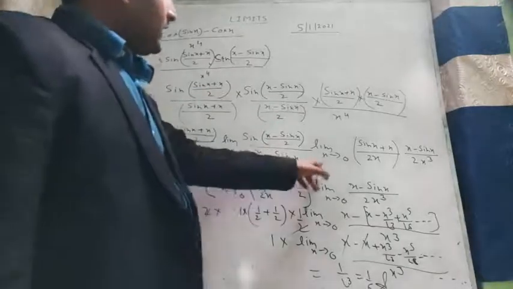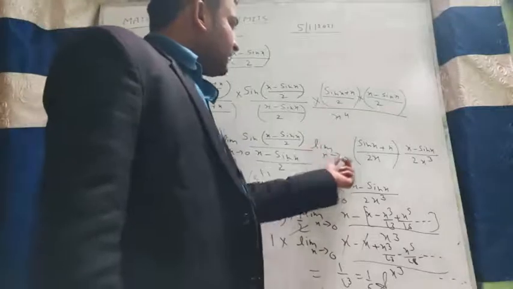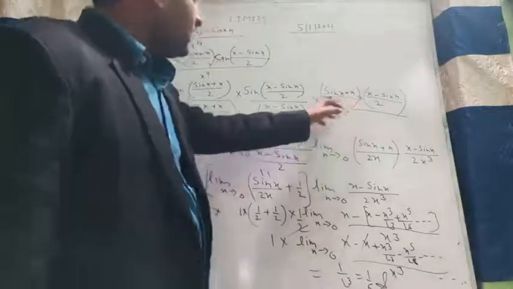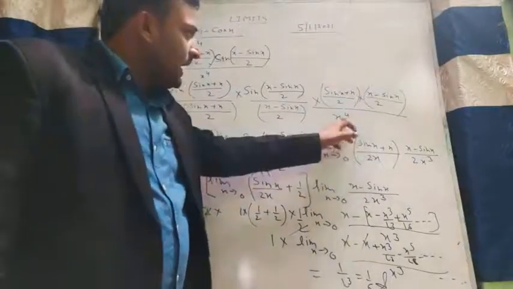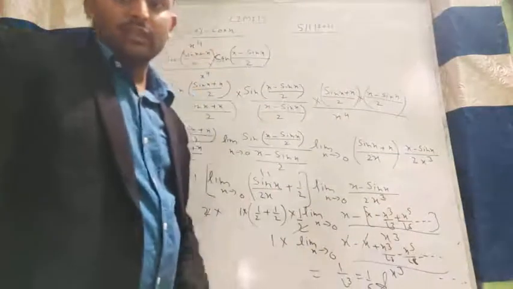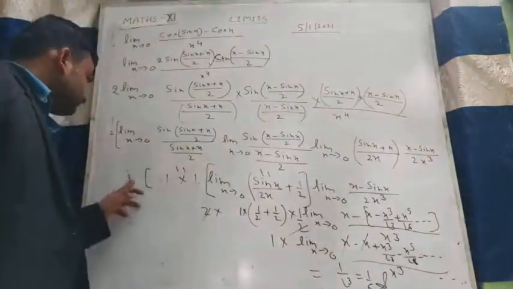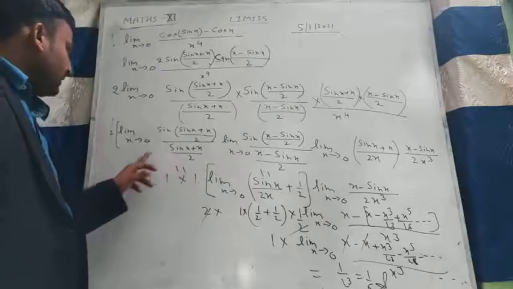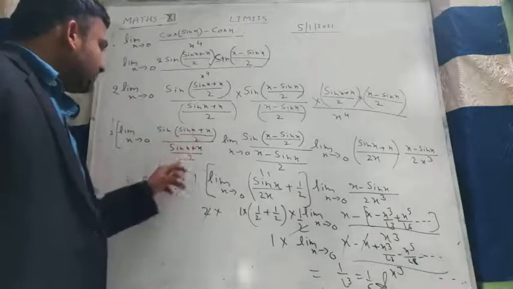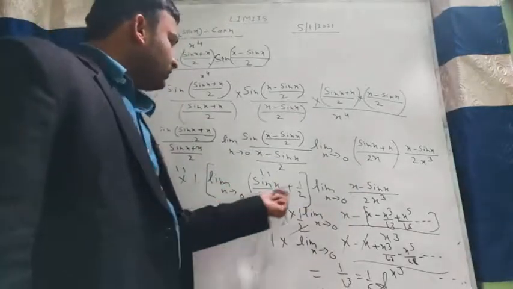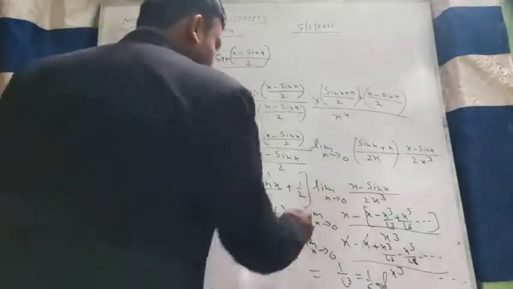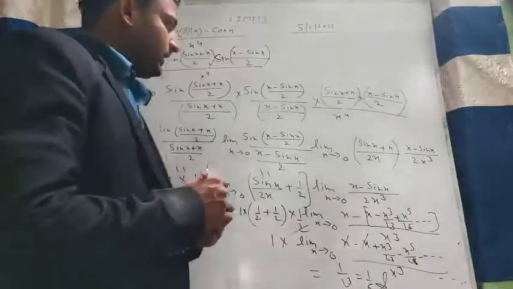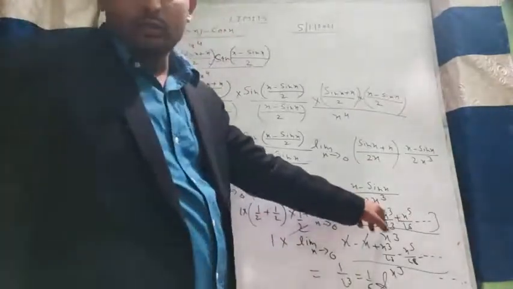Okay, now we are taking the limit with this part. As x tends to 0, we can write sin x plus x by 2, with x and x cube in the second term. Now, this part is 1, this part is 1, and as x tends to 0, we are taking sin x by 2x, which gives 1 by 2, and the limit with the second part, x minus sin x by 2x cube.